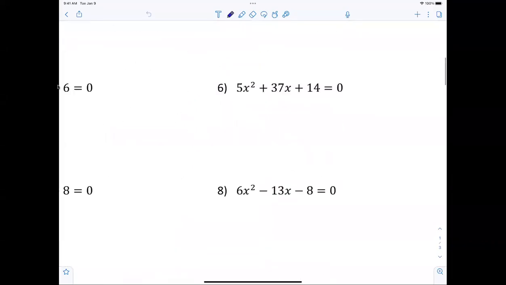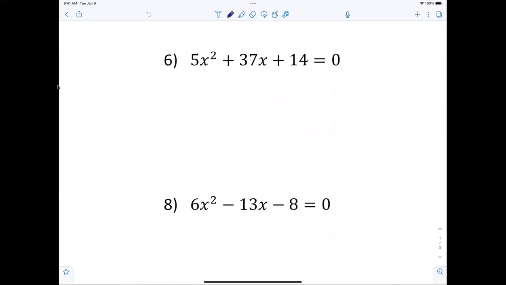Just a quick little review for question number 6. We're going to review the factoring aspect. Remember, you had two sets of parentheses. The only way to make 5x squared is with 5x and x. And now we're going to try 7 and 2 because the factors are 14. So I'll put 7 here and 2 here.